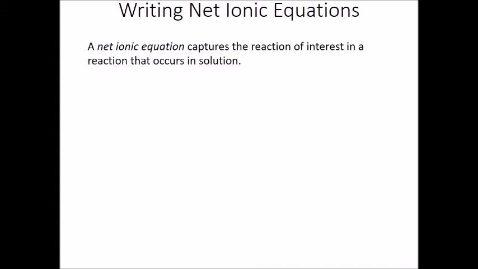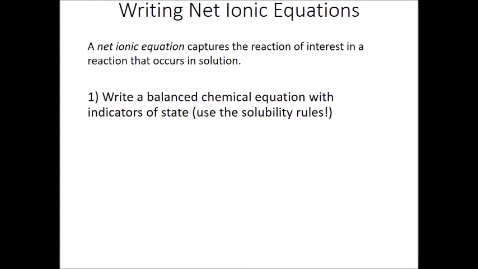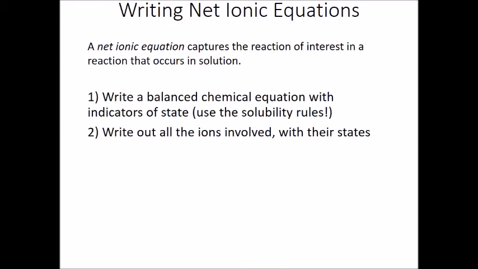Here's the process. You want to start by writing a balanced chemical equation with indicators of state. You'll need to use the solubility rules to determine if different salts are soluble or solid. There's a video up today that goes through the solubility rules and has a really neat flowchart for how to use them. Once you have that balanced equation, you want to separate all the compounds into their component ions and list their states next to them.